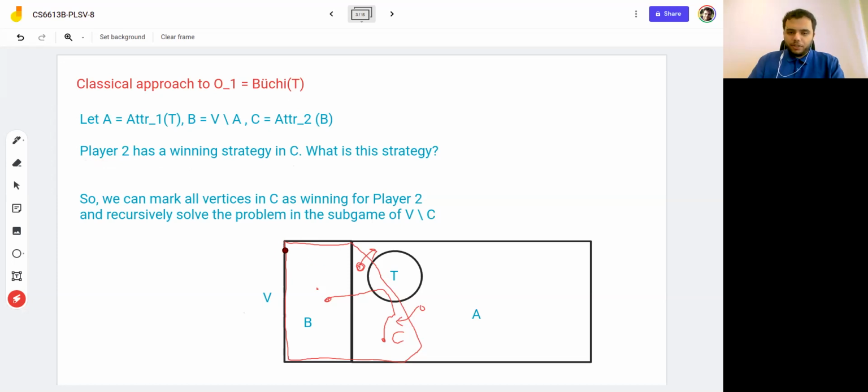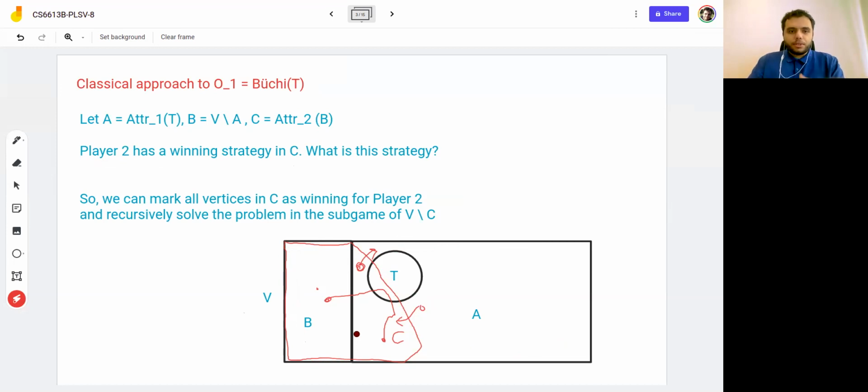And then the idea was basically to chop this part of the game off, say that here player two wins, and then recursively solve the problem on the rest of the game. And in the last session, we actually showed that this makes sense, that the rest of the game is a valid subgame, and that the strategies can actually be combined to find memoryless strategies for winning for both player one and player two in the original game.